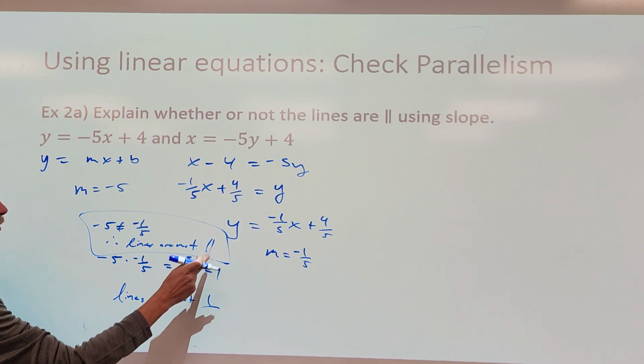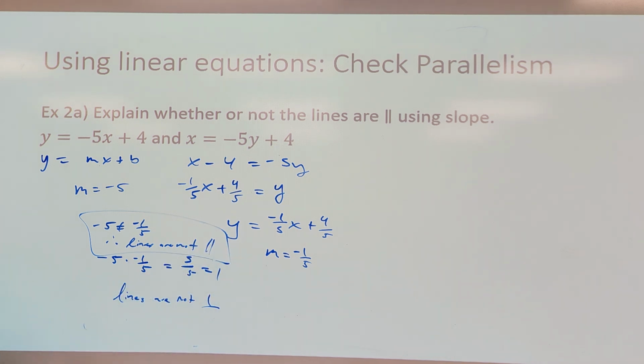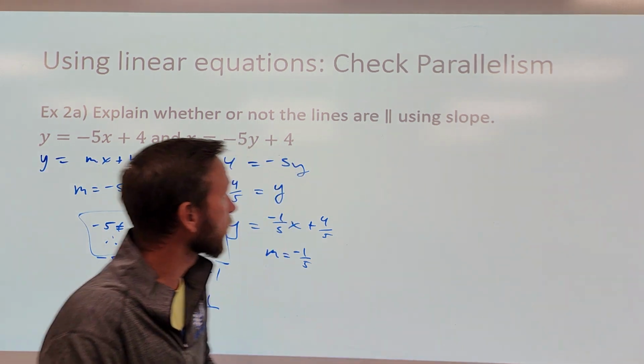All right, you guys okay with me using the symbol for perpendicular and the symbol for parallel? This was supposed to be parallel, and I did perpendicular, but you guys get the idea. We found the slopes, and the slopes are not the same. Therefore, the lines are not parallel to each other.